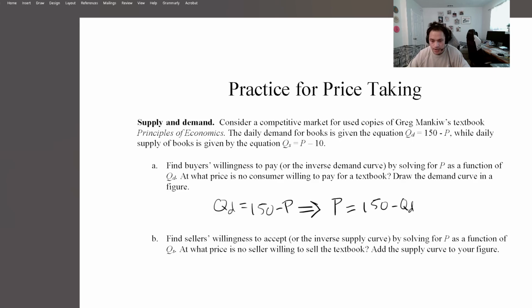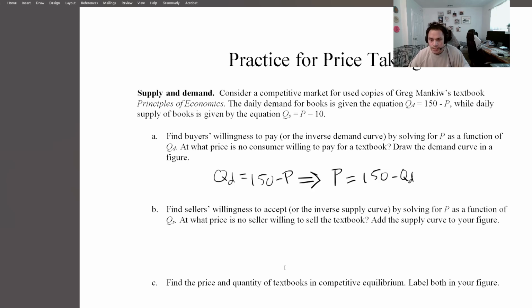The next part is I need to get my inverse supply. So I'm going to do the same thing, start with my original supply function, QS equals P minus 10, and I'm going to solve for P. Here, P is already positive by itself, so I'm just going to add 10 to both sides, and I get P equals QS plus 10.